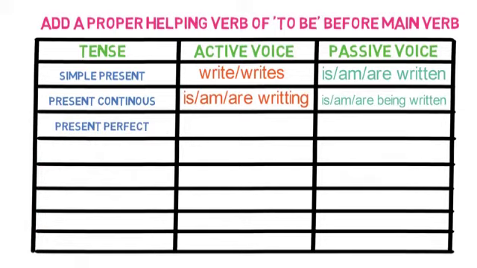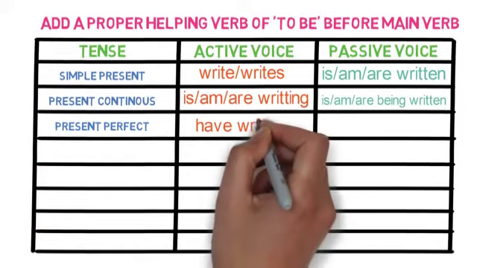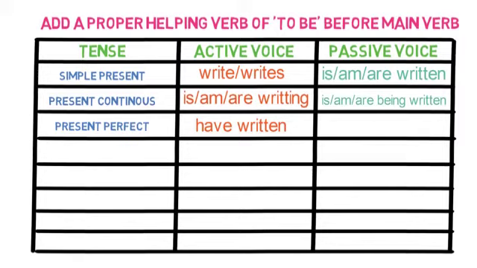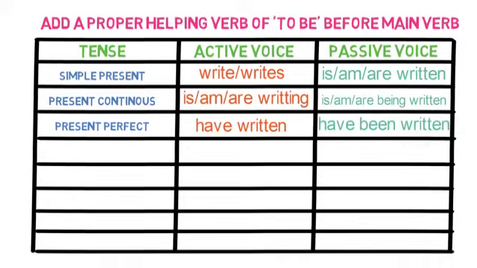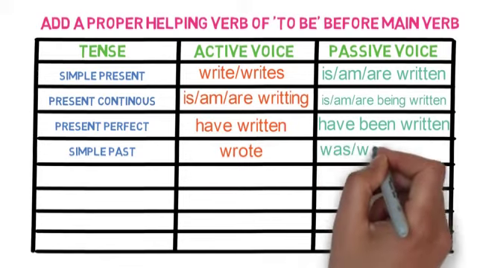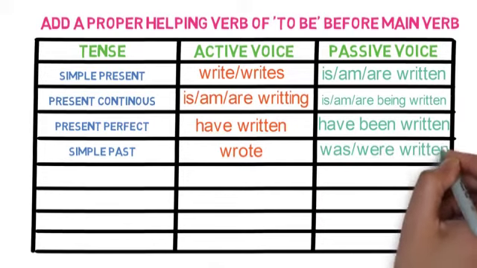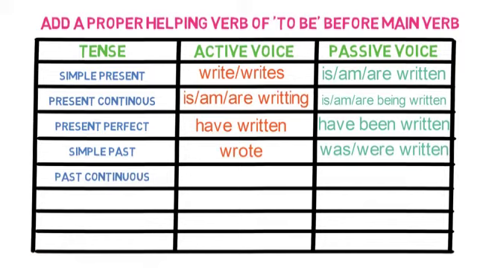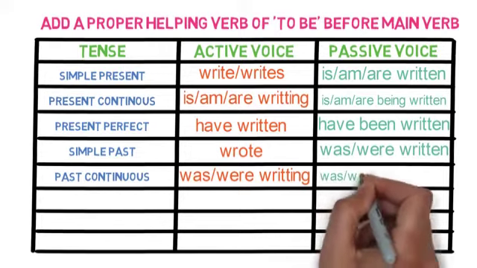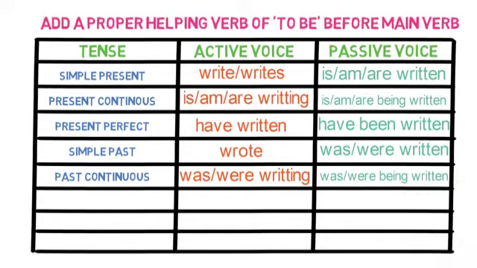Present perfect tense, in active voice, we use have written. While in passive voice, we add been helping verb after have, and written. For simple past, in active voice, we use wrote, which is verb's past form, while in passive voice, we add was or were helping verb and verb's third form, written. Past continuous tense. In active voice, we use was or were writing, while in passive voice, we add being helping verb after was, were, and written.